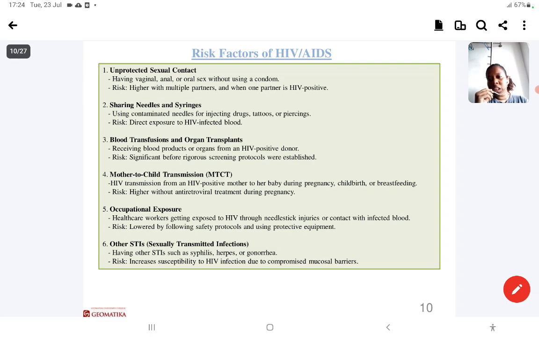And occupational exposure: healthcare workers can be exposed to HIV through needle stick injury or contact with infected blood. The risk is lowered by following safety protocols and using protective equipment, otherwise it can be a significant risk leading to HIV infection. The last one is other STIs, sexually transmitted infections. Having other STIs such as syphilis, herpes and gonorrhea increases susceptibility to HIV infection due to a compromised mucosal barrier.